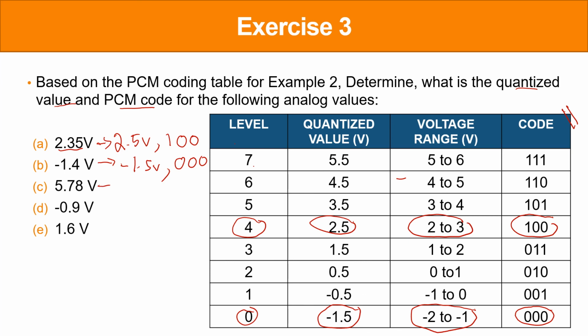For 5.78 volt, it belongs to level 7, and this is the quantized value, 5.5 volt, and the code is 111. You try these two: negative 0.9 volt and 1.5 volt.